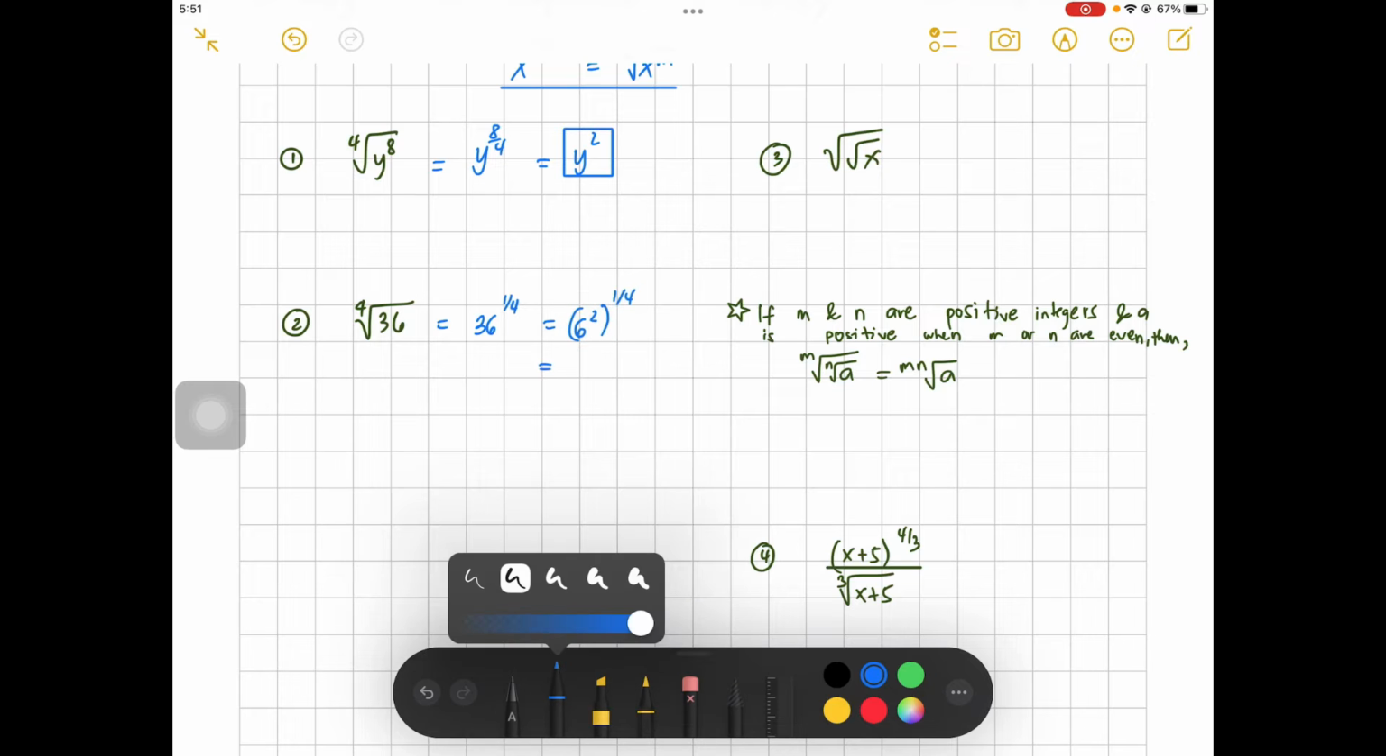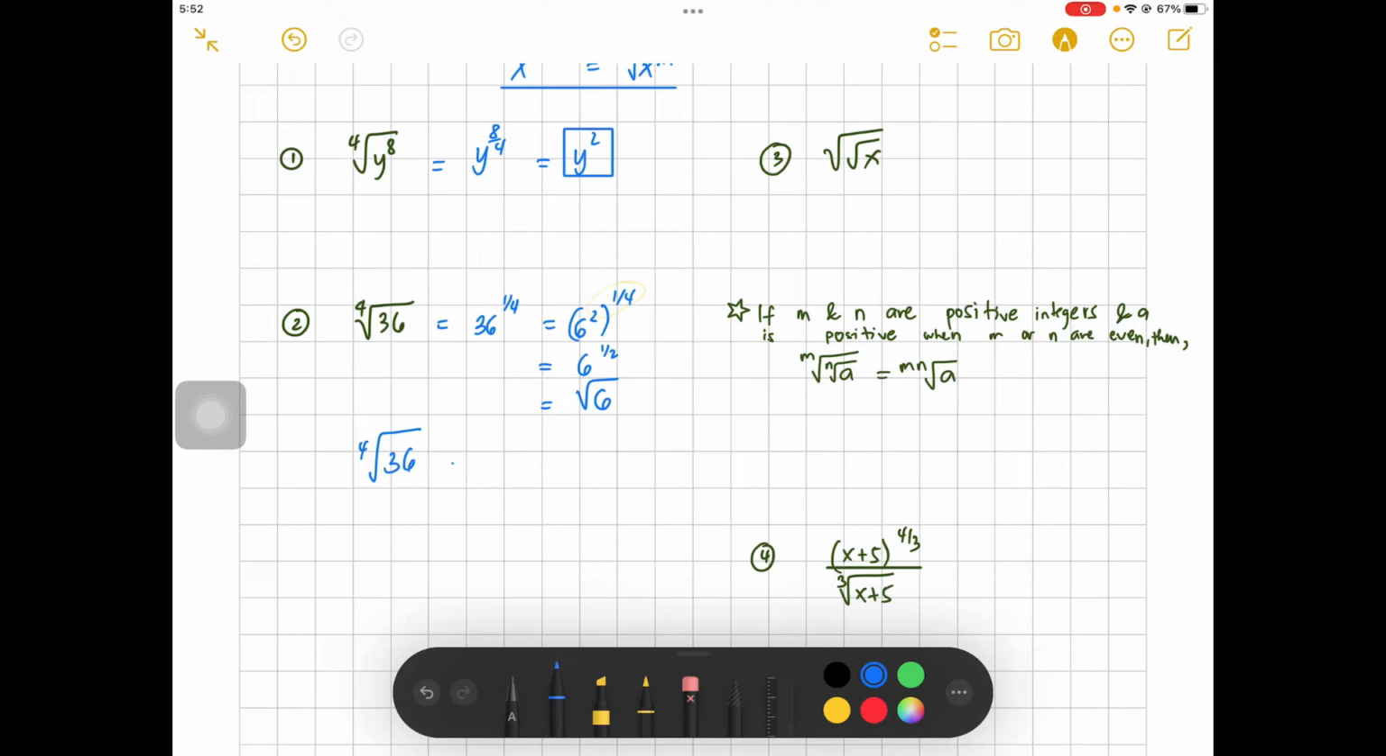We multiply 2 and 1/4, so 6. And then we multiply 2 and then 1/4, we have 1/2. Therefore, 6 raised to 1/2 is equal to square root of 6. Therefore, 4th root of 36 is just the square root of 6.